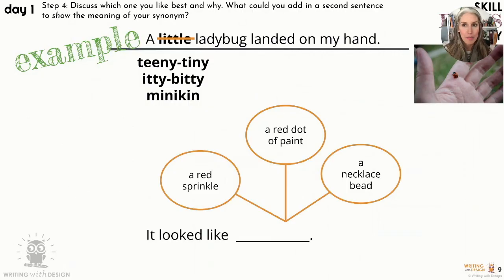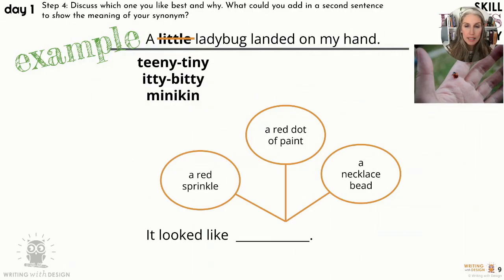A mannequin ladybug landed on my hand. Maybe you like teeny tiny. Maybe you like itty bitty. You can choose any one of those 3. All 3 are correct. So this is where, as a writer, you get great choice of what you choose. And then notice we have a second sentence. It looked like, and then we just brainstormed 3 ideas to really help add detail into that second sentence to help show the meaning of our synonym.